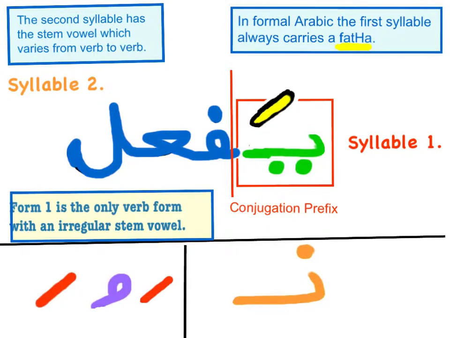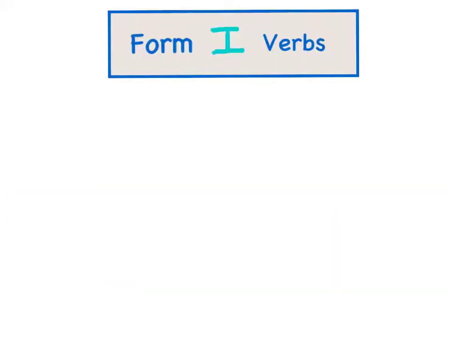Notice that Form 1 is the only verb form with an irregular stem vowel, because the vowels that you can use depend on the verb itself.